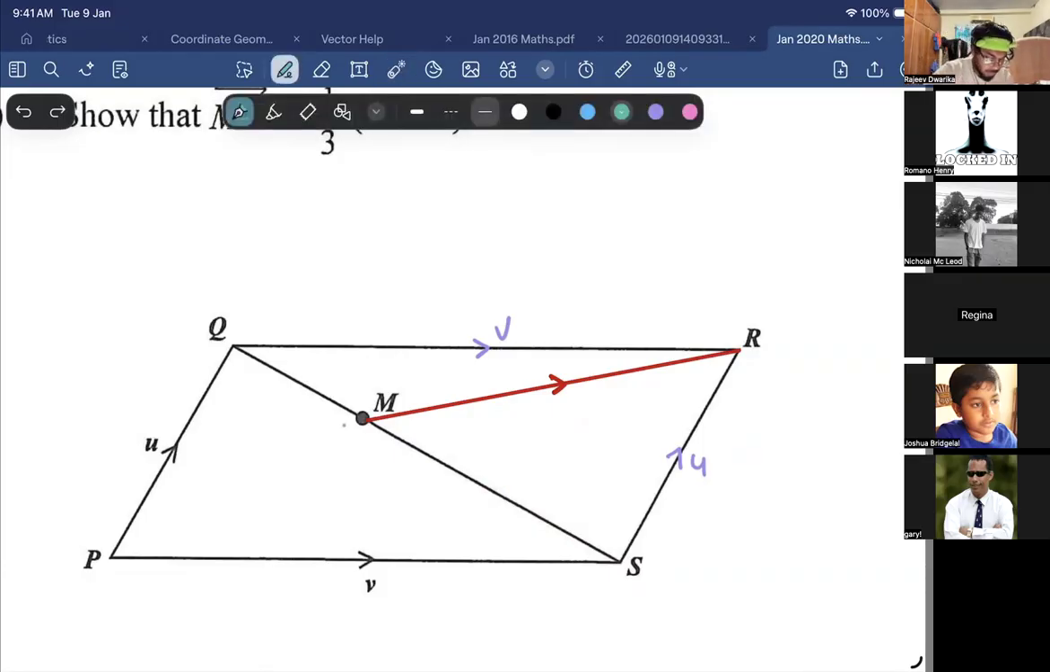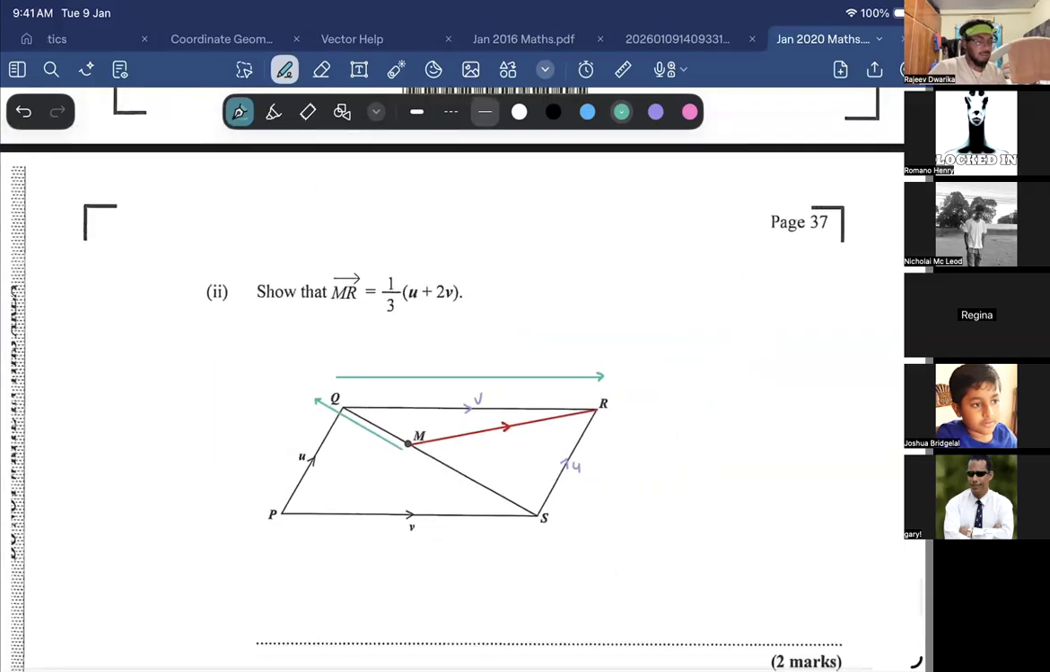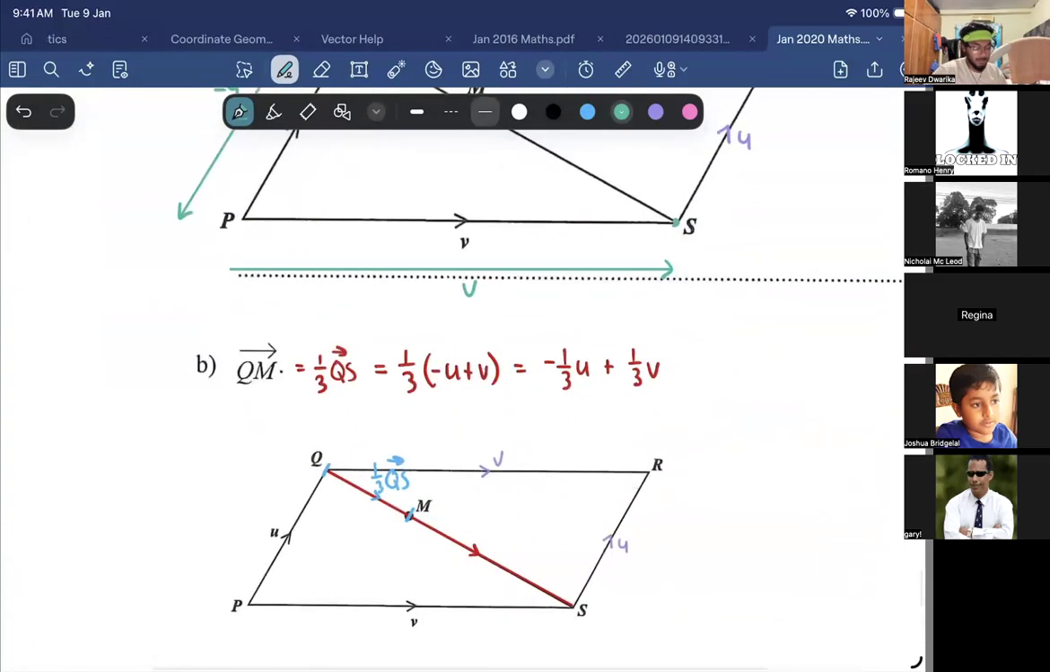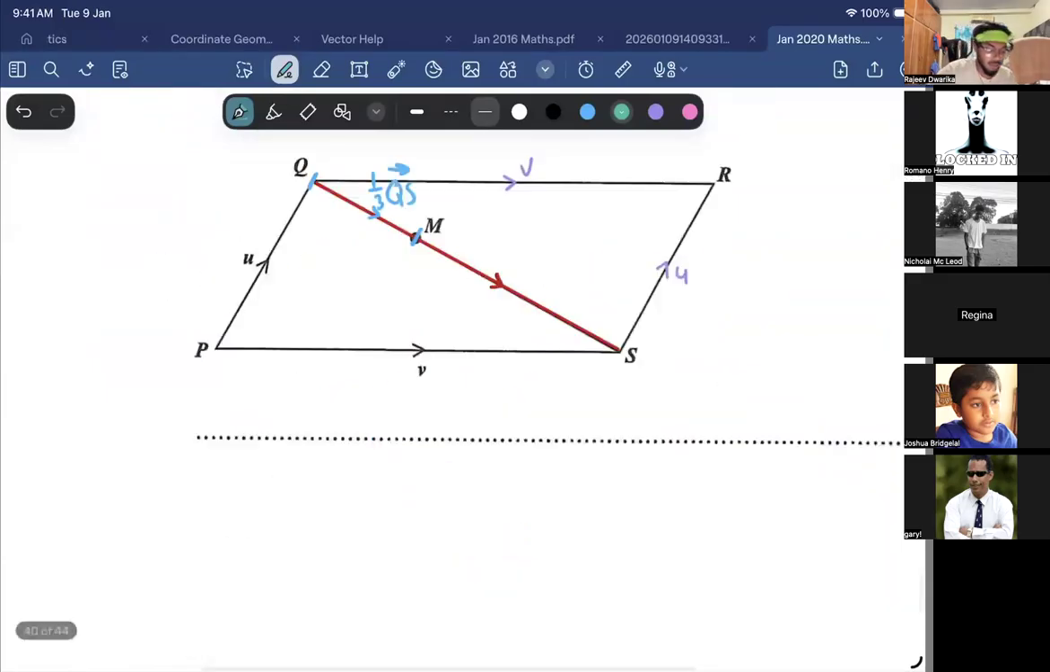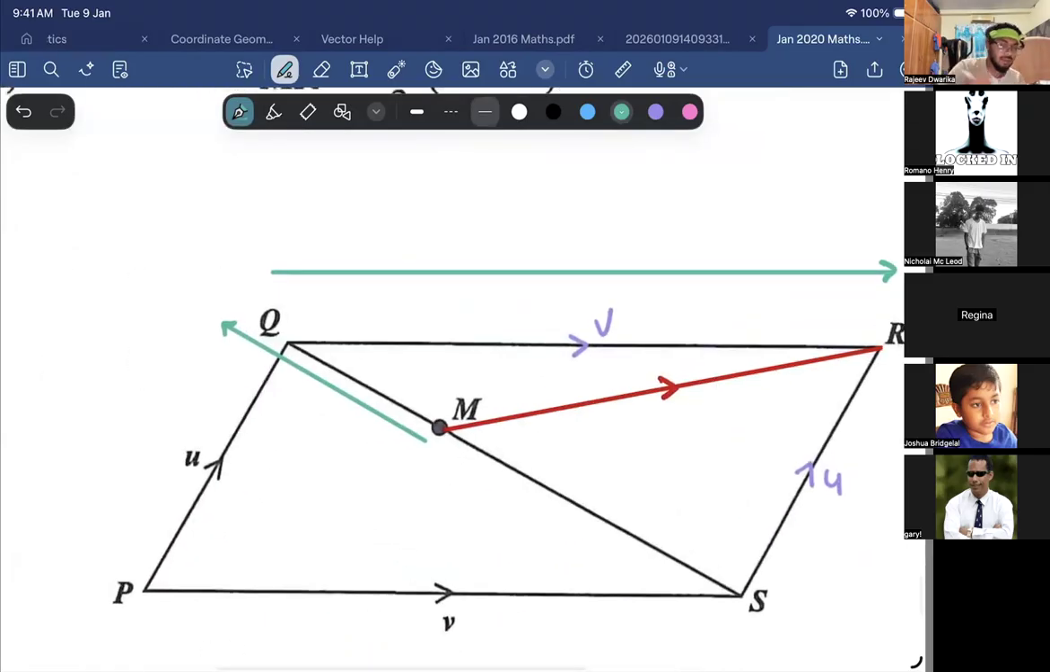M to Q, then Q to R. Would it be easy for me to find M to Q? So it won't just be a third QS. Nah, that's MS you're talking about. Remind me, what did we find in the last question? Q to M. So would it be hard for me to find M to Q?